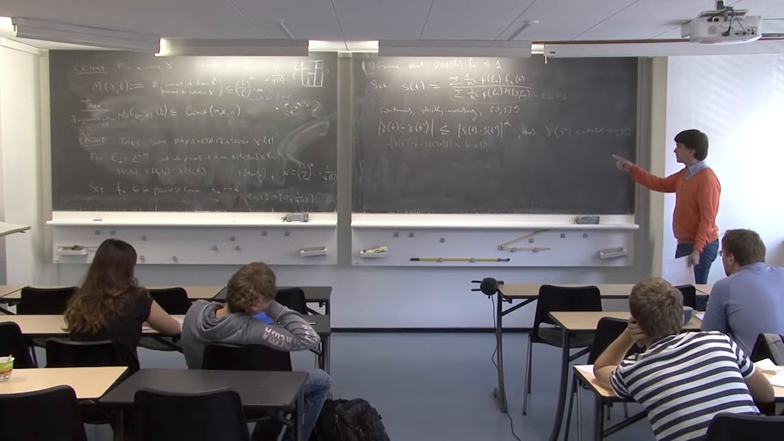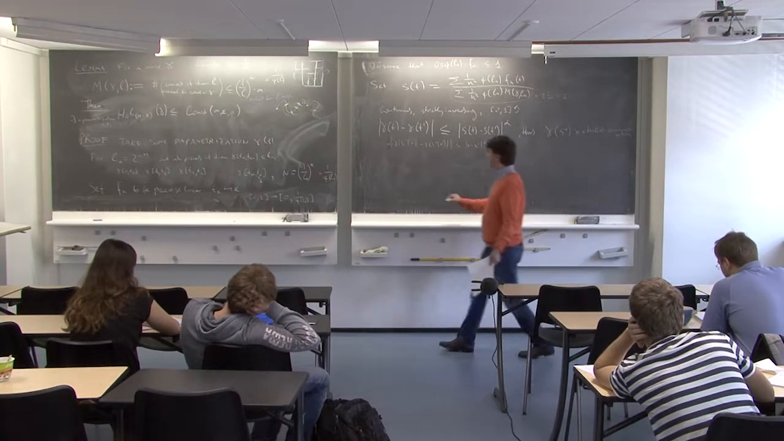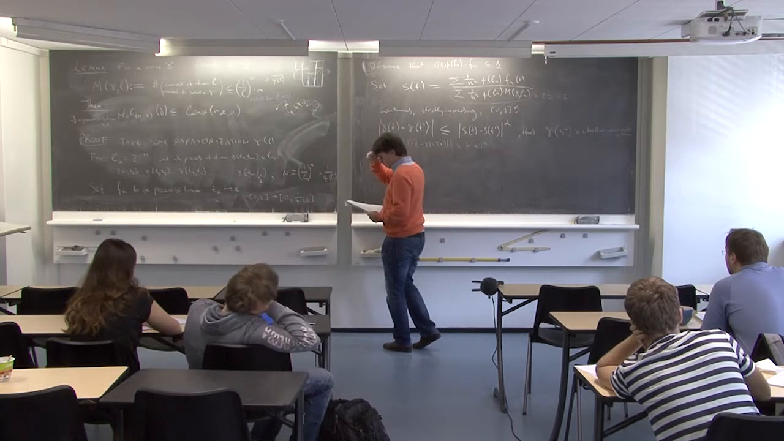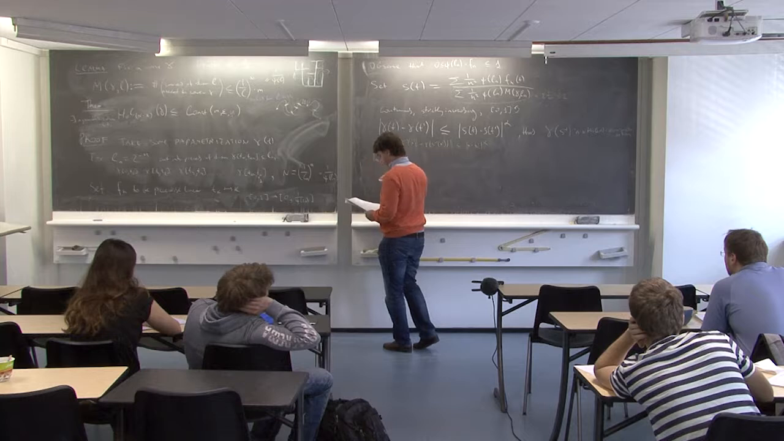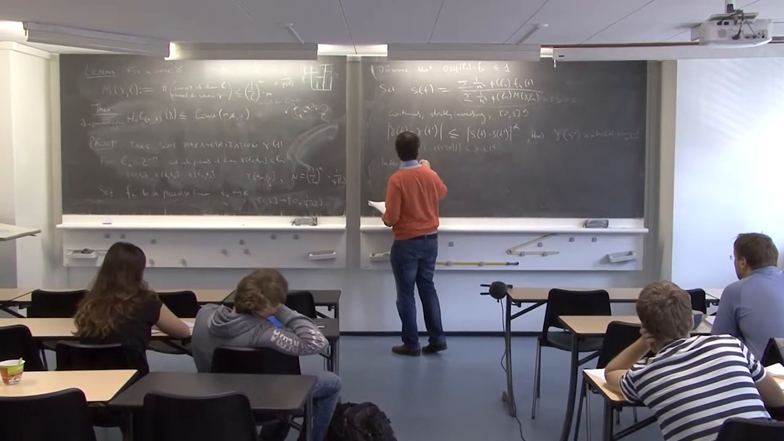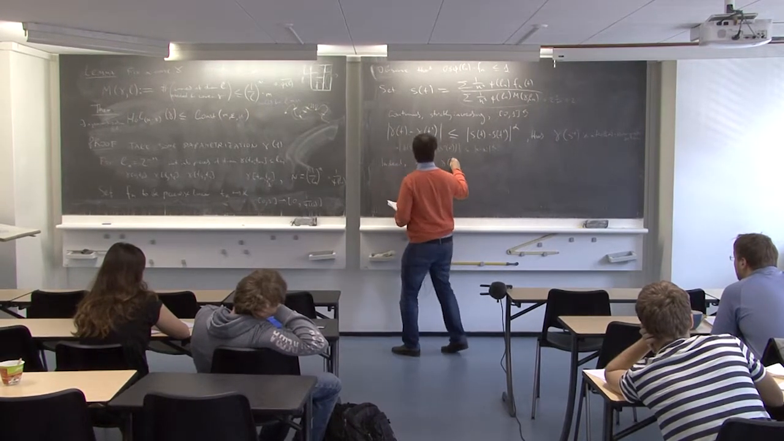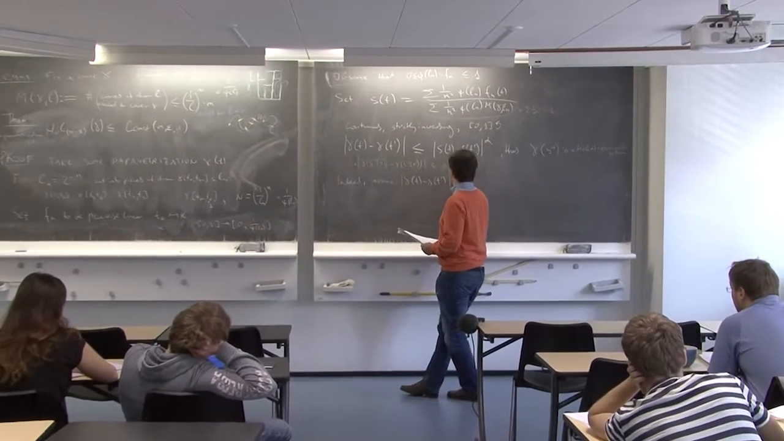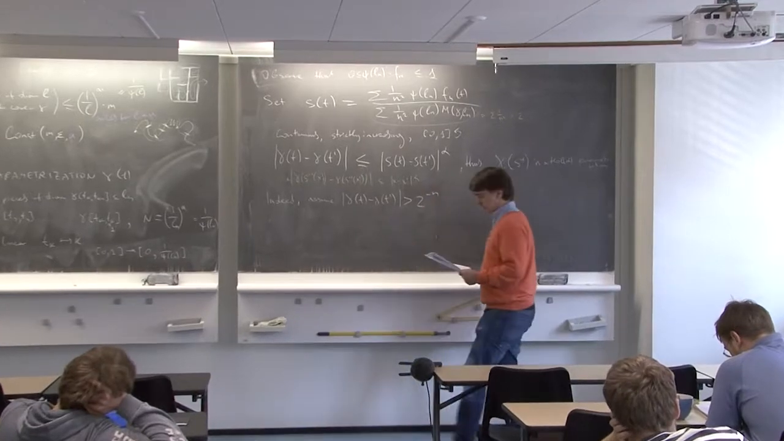Okay, so why is this true? Indeed, let's take 2 points. Assume gamma of t minus gamma of t prime is bigger than, for example, 2 to the power minus n.